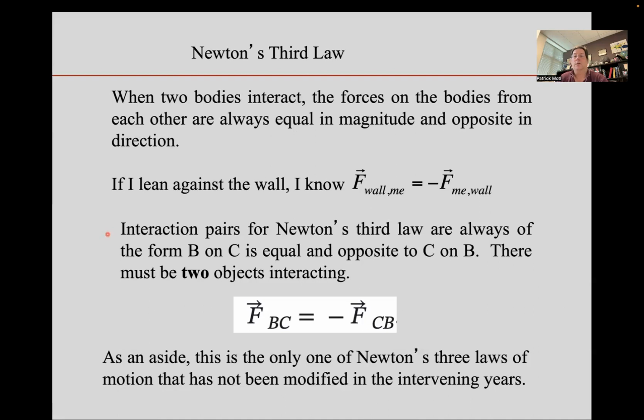The interaction pairs from Newton's third law are always going to be of this form. I have a force of B on C that is equal and opposite to C on B. So there are always two objects interacting. And then the concise statement for Newton's third law of motion is just this vector statement: for any B and C, which are two objects or two bodies interacting with each other by exerting forces, those forces are related as being equal and opposite.